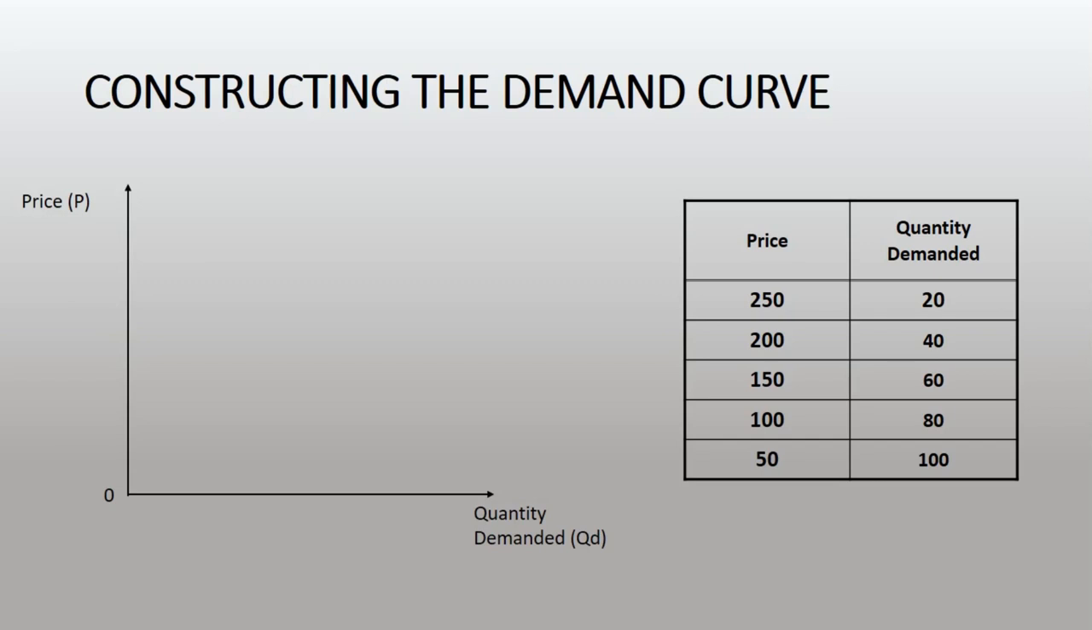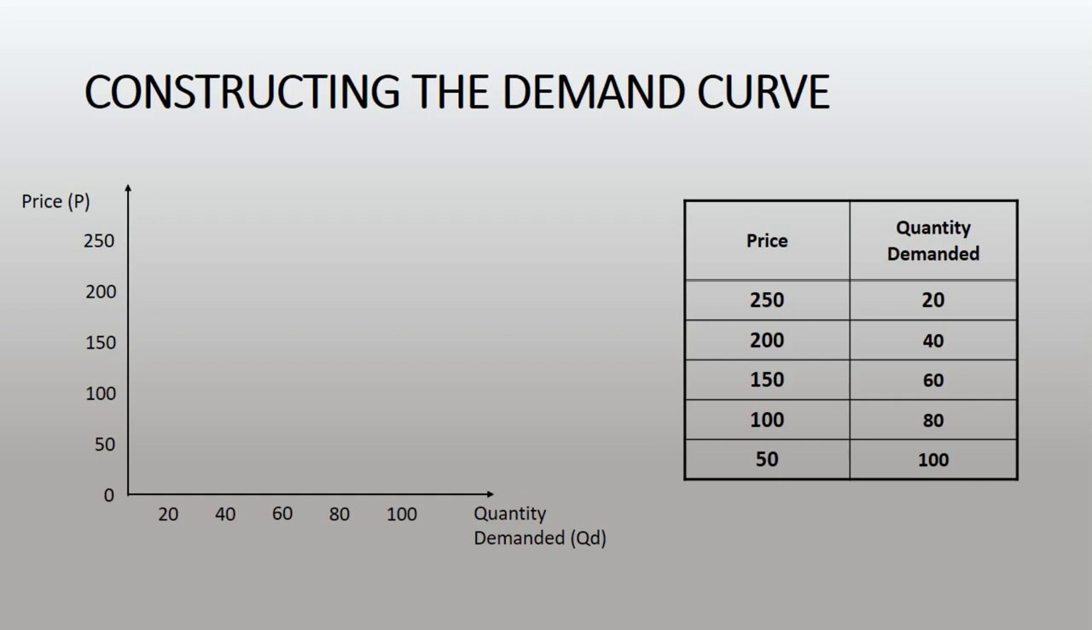Just to continue with the labeling, we are going to add the different prices and the different quantity demanded to our axis. So we start off with price, we start off with 50, and we make our way up to 250. And with quantity demanded, we start off with 20, and we work our way to 100.